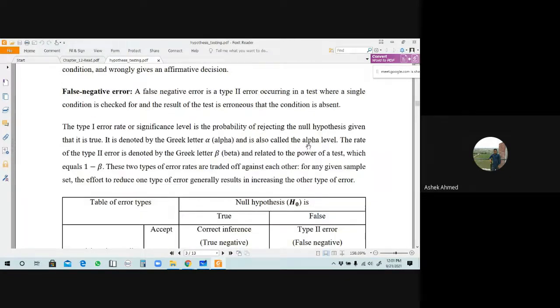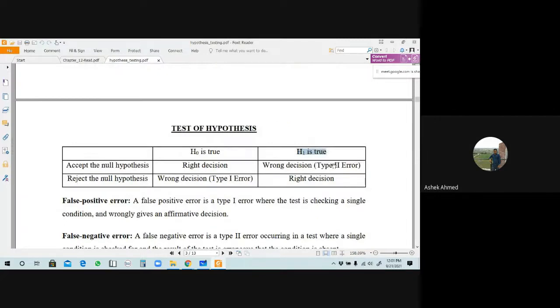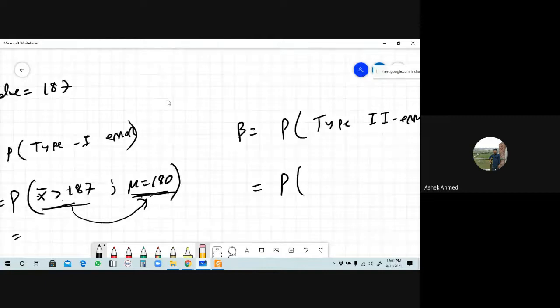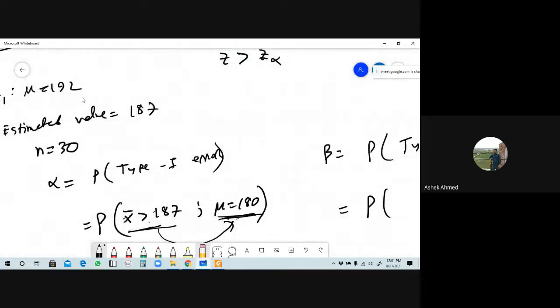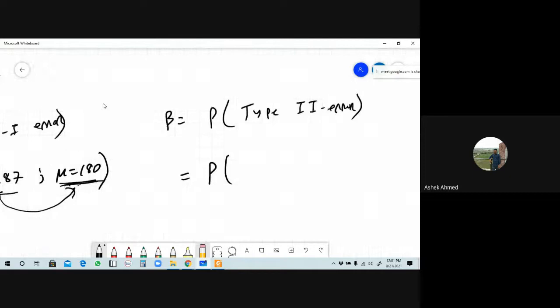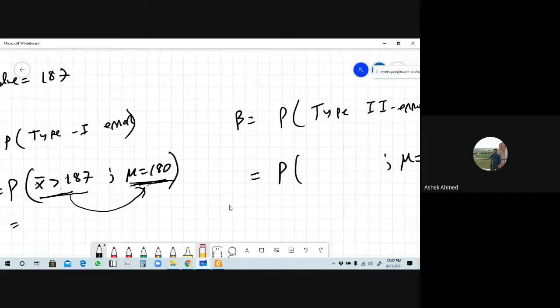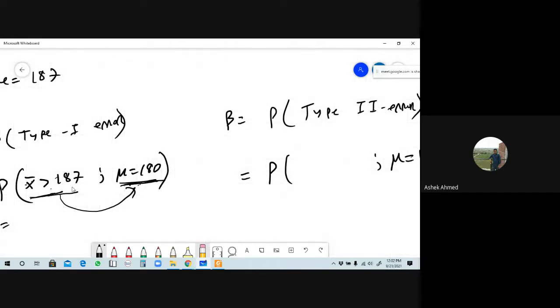Initially we had H1 is true. For the type 2 error, H1 is true, so the value of H1 is here: 192. Okay, so in that case the value of mu will be 192, the value which we get by increasing. So we have to take another inequality depending on the estimated value. So the estimated value is here, 187 is less than x bar.